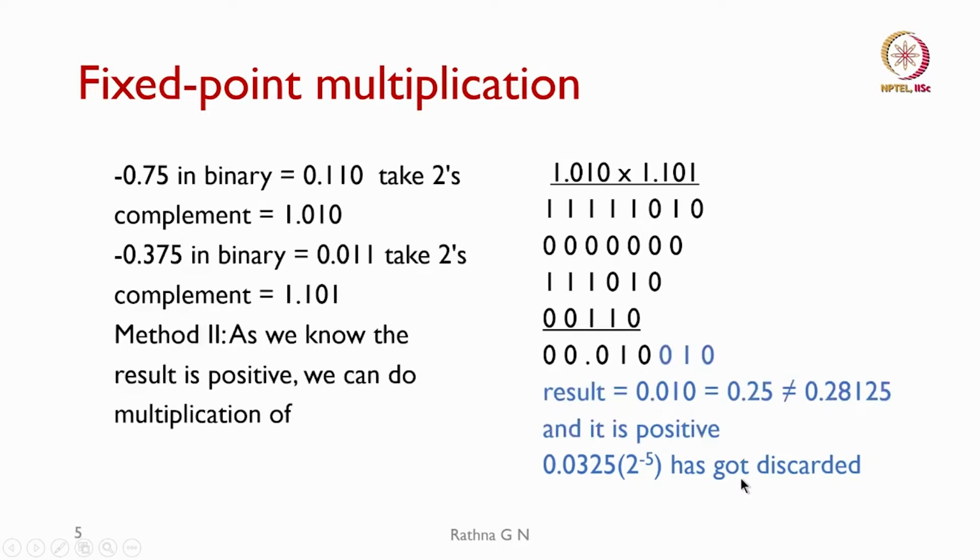So, we will see how to do 2's complement multiplication. We said that in 2's complement, minus 0.75 is this number. First I take 0.75 and take the 2's complement of that number, and this is the number. Same with respect to 0.375, the 2's complement of that number is this. In the second method we will be doing the multiplication in 2's complement. So, 1.010 into 1.1101.